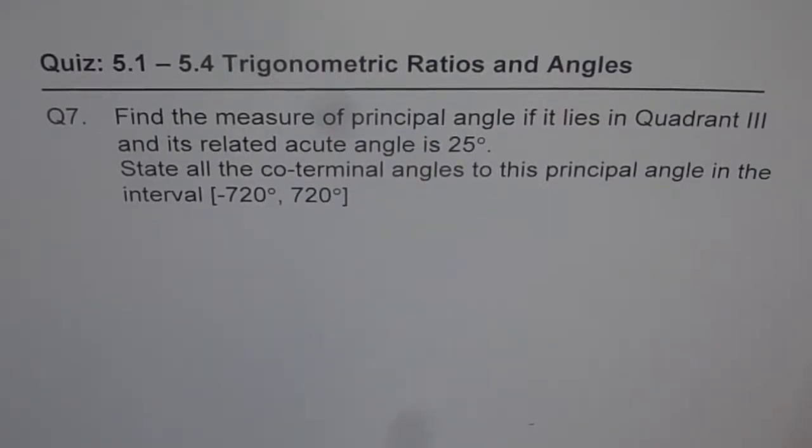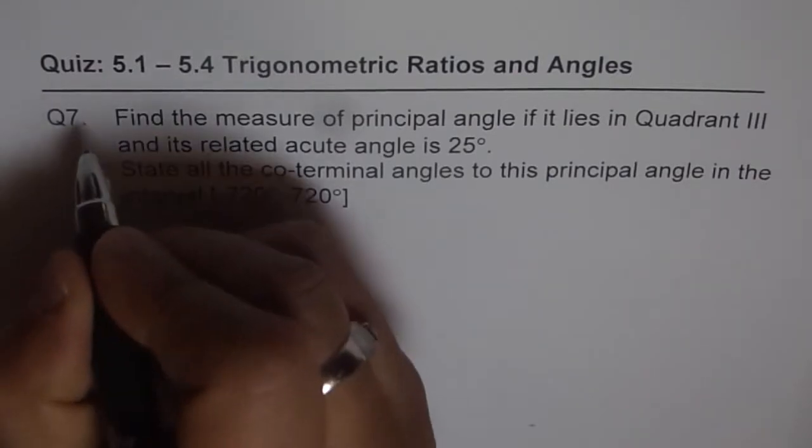Here is question number 7 on trigonometric ratios and angles. Find the measure of principal angle if it lies in quadrant 3 and its related acute angle is 25 degrees. State all coterminal angles to this principal angle in the interval minus 720 degrees to 720 degrees plus. Okay, so there are two parts to this question.